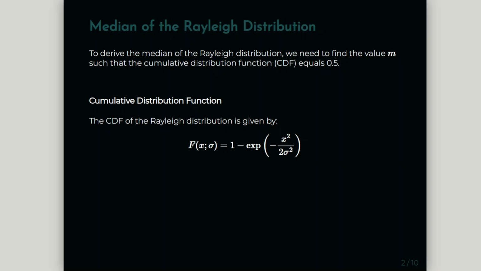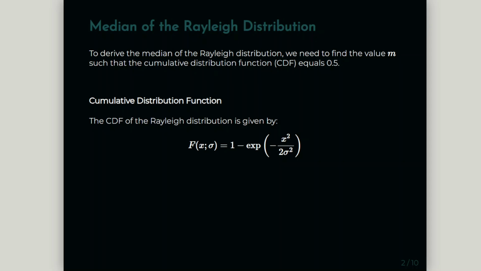If you're doing probability distributions, quite often you may be asked to calculate the median of the distribution, as I said, derive the formula for the median of the distribution. In general, the approach is usually the same. To derive the median of the Rayleigh distribution, or in fact any other distribution, we need to find the value m such that the cumulative distribution function, the CDF, is equal to 0.5.